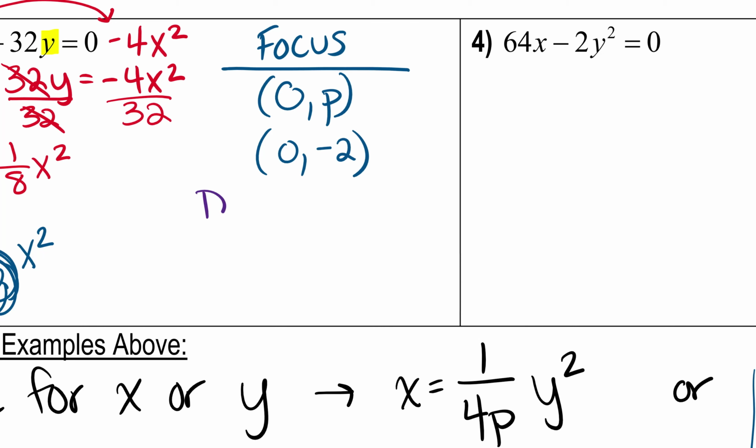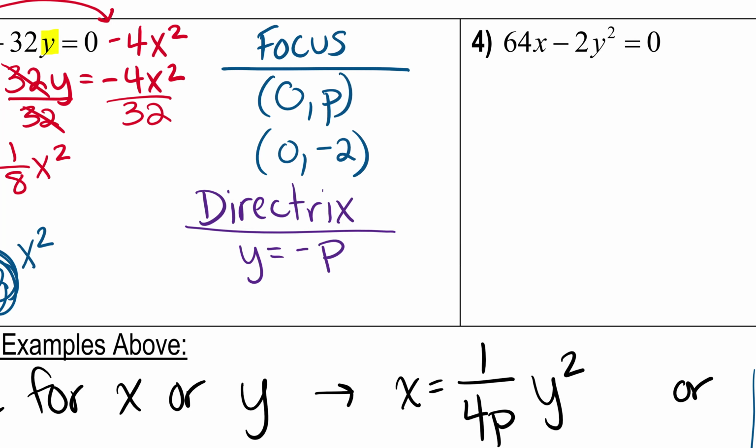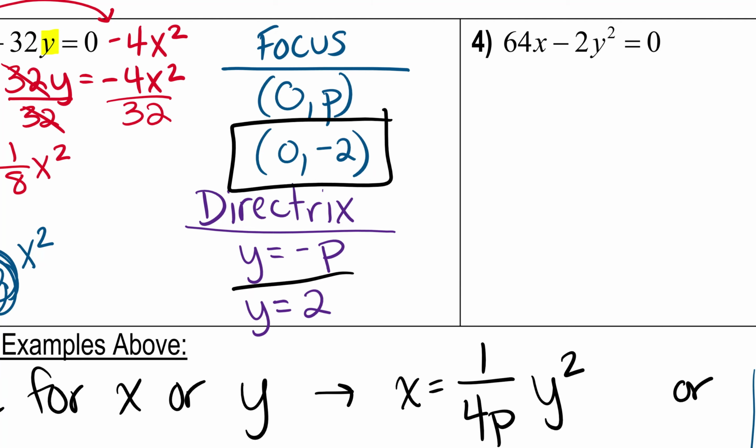So I have directrix. Since I'm doing y, it'll be y equals negative p, or my answer is y equals, since this is a negative 2 already, I just flip it to positive. So it'd be y equals positive 2. So this is my answer, and this is my answer.